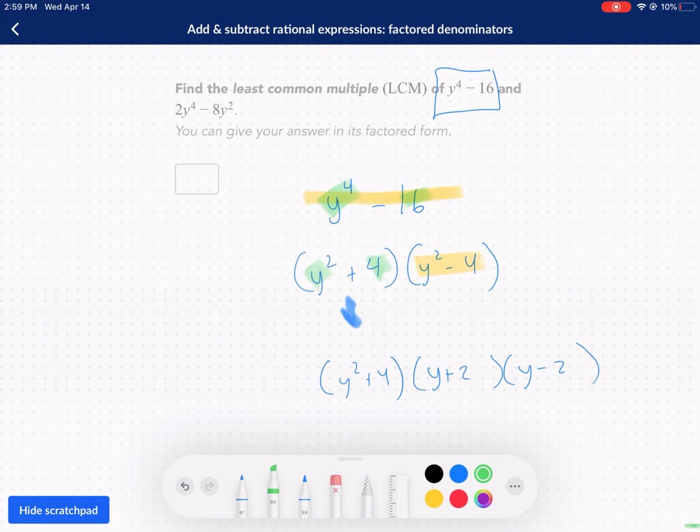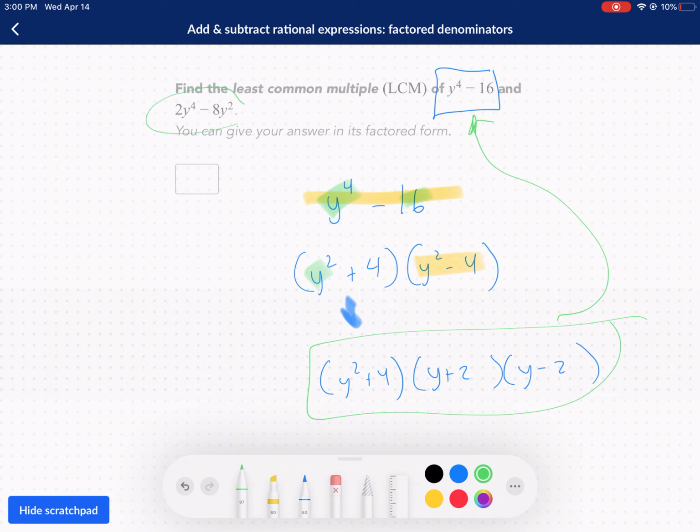Square root of 16 is 4, and you make 1 plus, 1 minus, and you just repeat the process. So the square root, when we're talking about the yellow, the square root of y squared is y, and the square root of 4 is 2, and then we make 1 plus and 1 minus. So that's how we do that. Now these are the factors of this guy. That's what we multiply together.